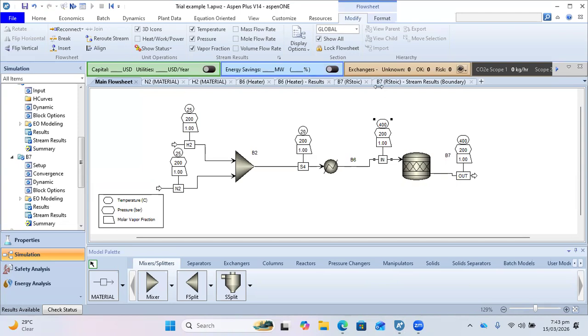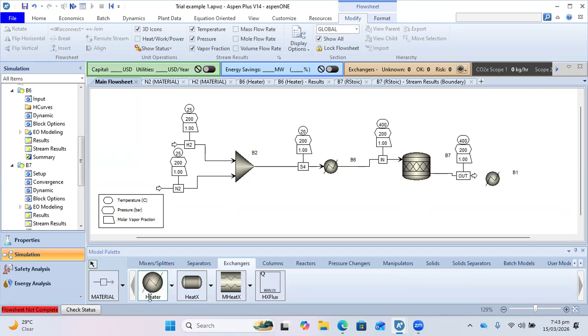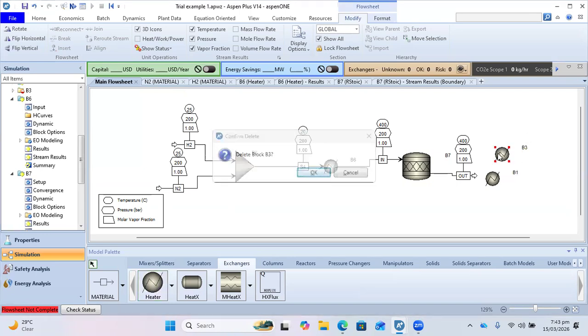Okay, so that's fine. So we would try to cool it first before we do the separation. So you're going to add a heater block. So even though it's a heater, we see the word heater. This unit is actually used for both heating and cooling. It's just a temperature change block, right? So we'll place it down. And once again, we see that the cursor is a crossbar. If you continue to click, it will place more of the units down. So to avoid that, you click escape on your keyboard.